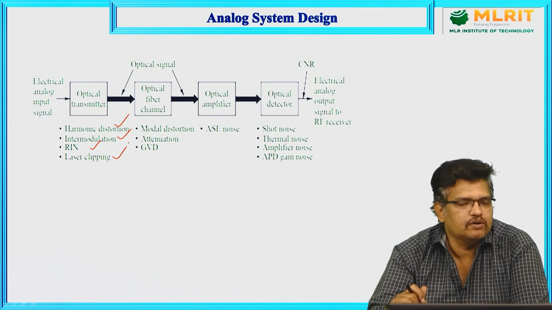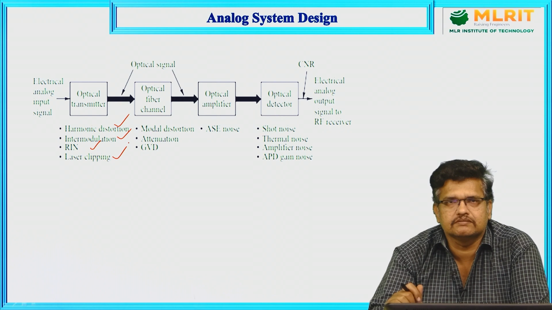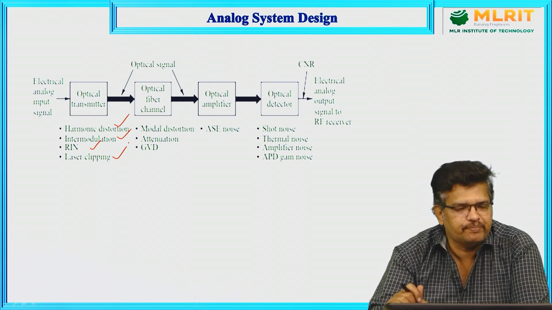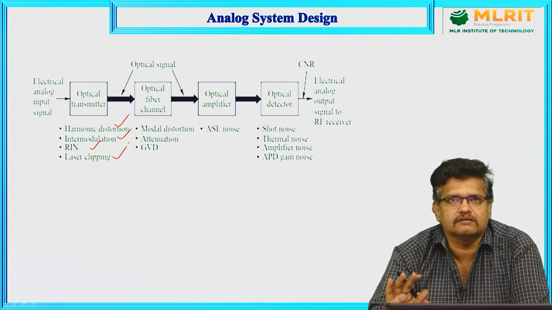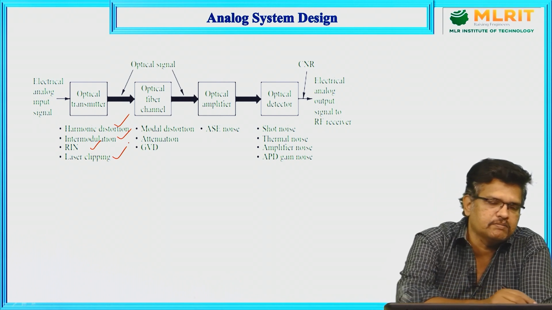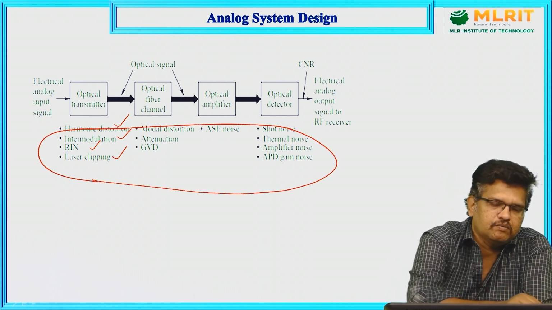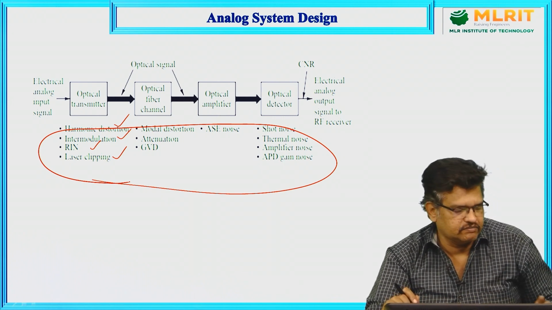First is harmonic distortion, then intermodulation, relative intensity noise and laser clipping. These are the major problems that occur in the optical transmitter. We should overcome all these effects. That is important here. These are all problems at each and every stage of the system, and that is what we are going to discuss now.